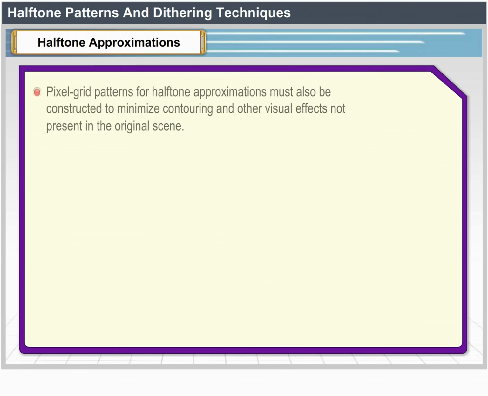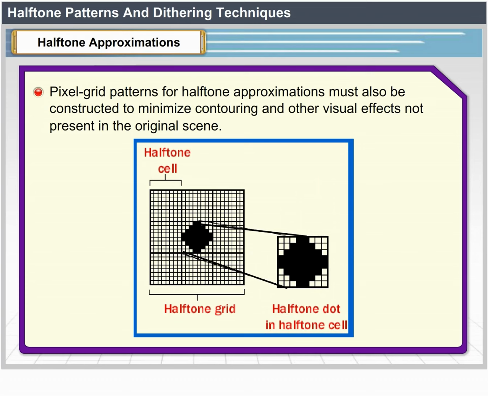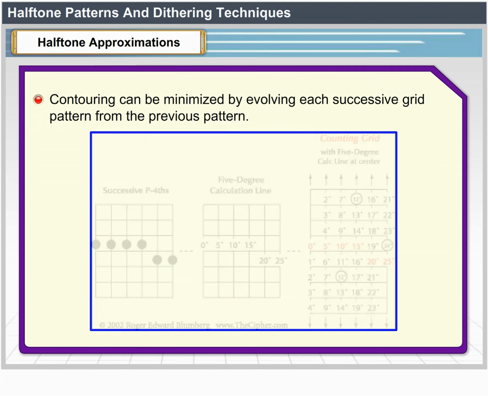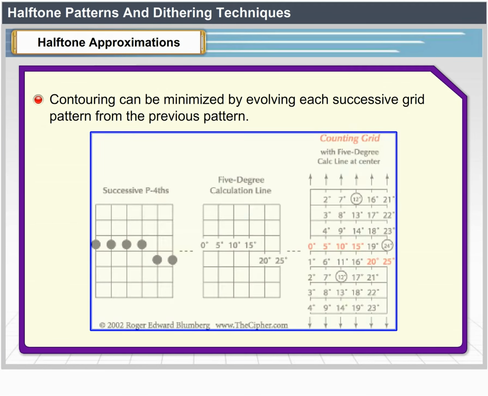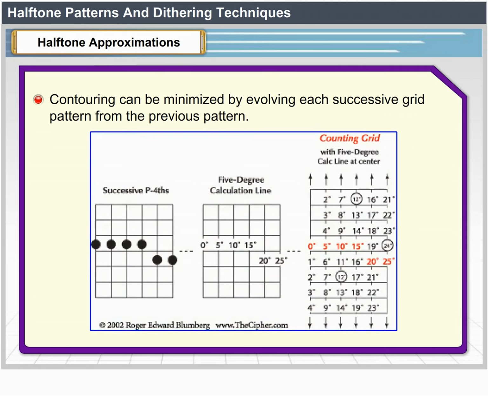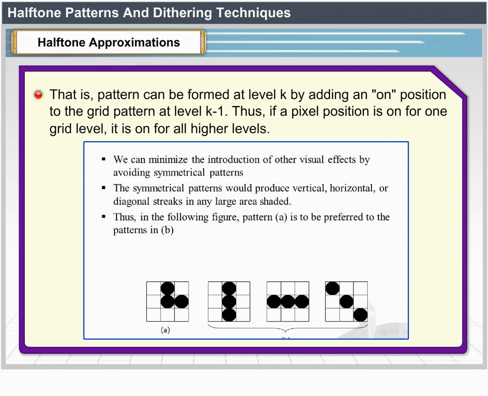Pixel grid patterns for halftone approximations must also be constructed to minimize contouring and other visual effects not present in the original scene. Contouring can be minimized by evolving each successive grid pattern from the previous pattern. That is, we form the pattern at level k by adding an on position to the grid pattern at level k-1. Thus, if a pixel position is on for one grid level, it is on for all higher levels.